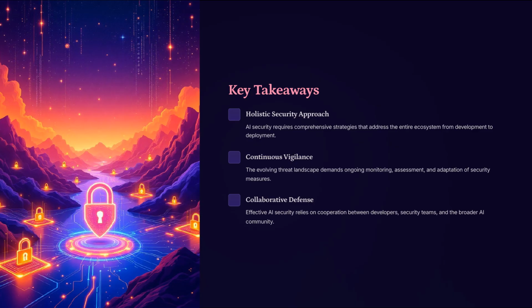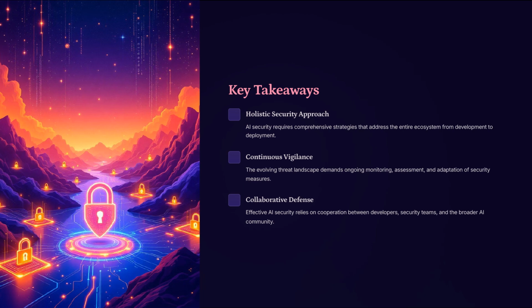As we transition from our discussion on risk mitigation strategies, let's delve into the key takeaways that highlight the importance of a holistic security approach in AI. First, it's essential to recognize that AI security is not just about protecting individual components. It requires a comprehensive strategy that encompasses the entire ecosystem. From development through deployment, this means integrating security considerations at every stage of the AI lifecycle.